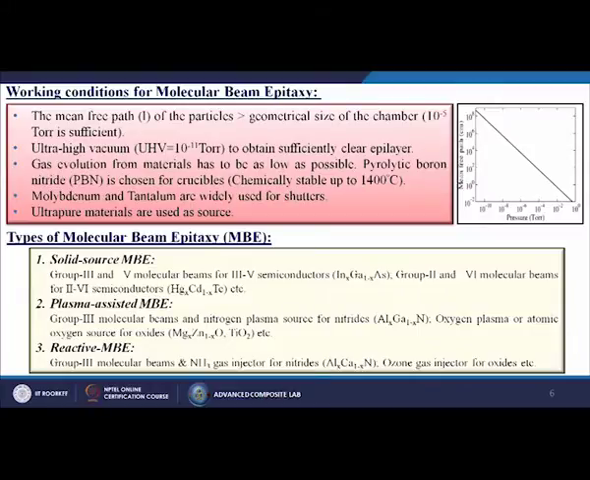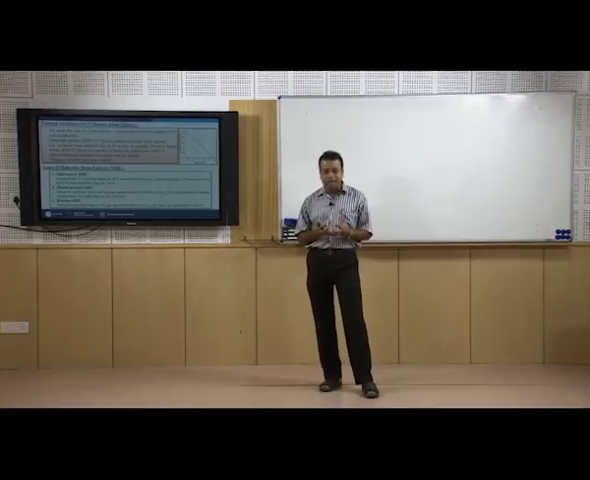Plasma assisted molecular beam epitaxy: group 3 molecular beams and a nitrogen plasma source for nitrides, a combination of aluminum, gallium and nitrogen. Oxygen plasma or atomic oxygen source for oxides, that means magnesium, zinc, oxygen, zinc oxide or maybe titanium and titanium dioxide. Reactive MBE: group 3 molecular beams and ammonia gas injector for nitrides like aluminum, gallium and nitrogen, ozone gas injector for oxides. So, the thing is what the target is and what the gas phase I am going to use actually.